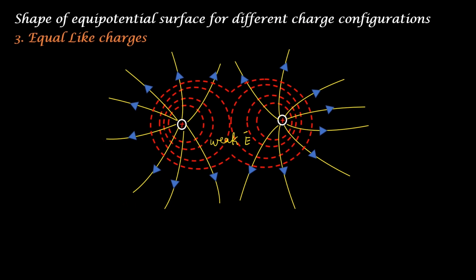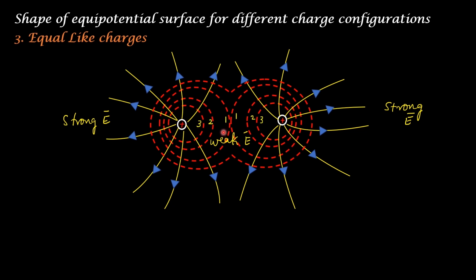Therefore, the electric field intensity is strong on those locations. Where the electric field is weak, the equipotential surfaces are spaced apart. The gap between the equipotential surfaces goes on increasing. Where the electric field is strong, the equipotential surfaces are spaced nearer. The gap between the equipotential surfaces is much less.